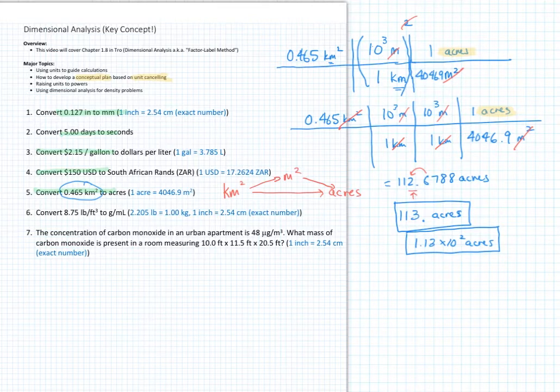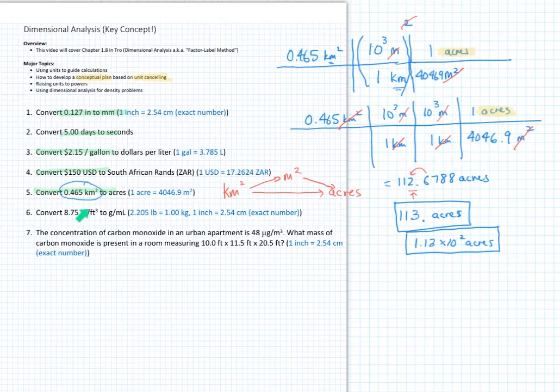So now we have 8.75 pounds per cubic foot, and we want to convert to grams per milliliter. So you notice what these units are. Pounds and grams are a unit of mass, and cubic feet is a measure of volume. Milliliters are a measure of volume. So this is actually a density measurement.